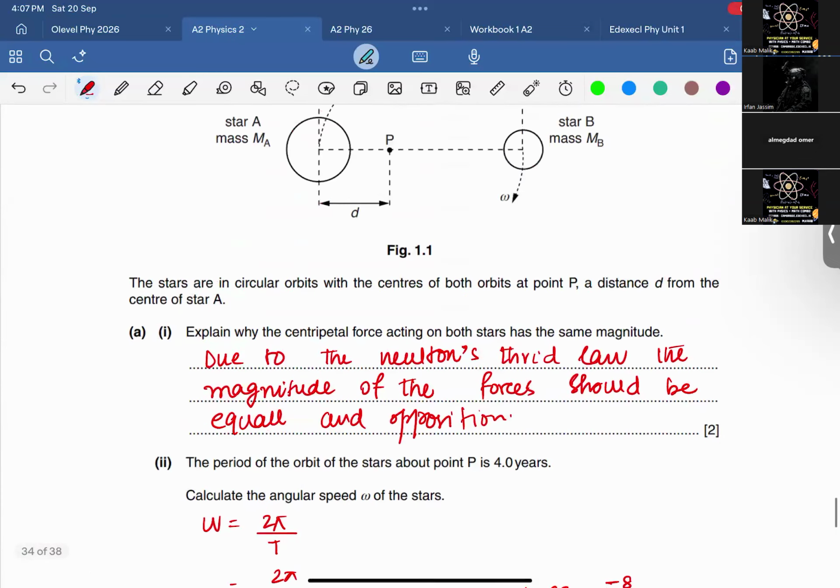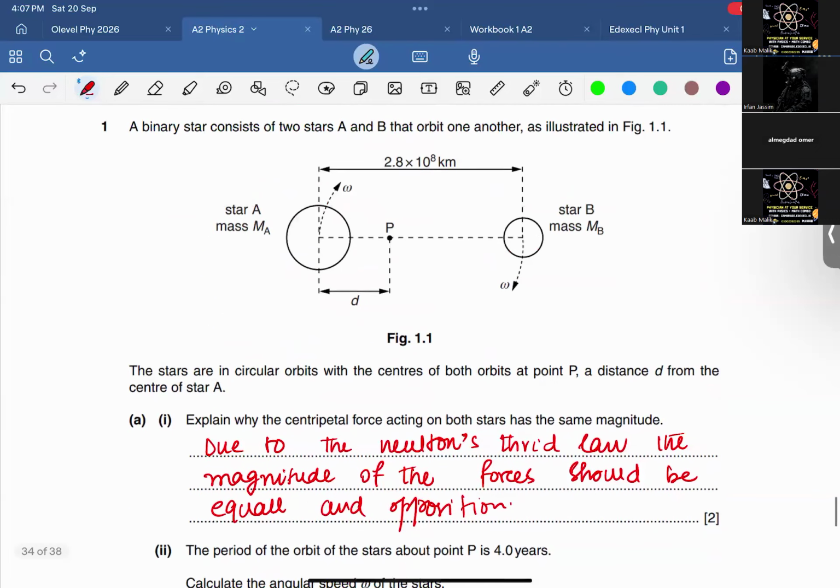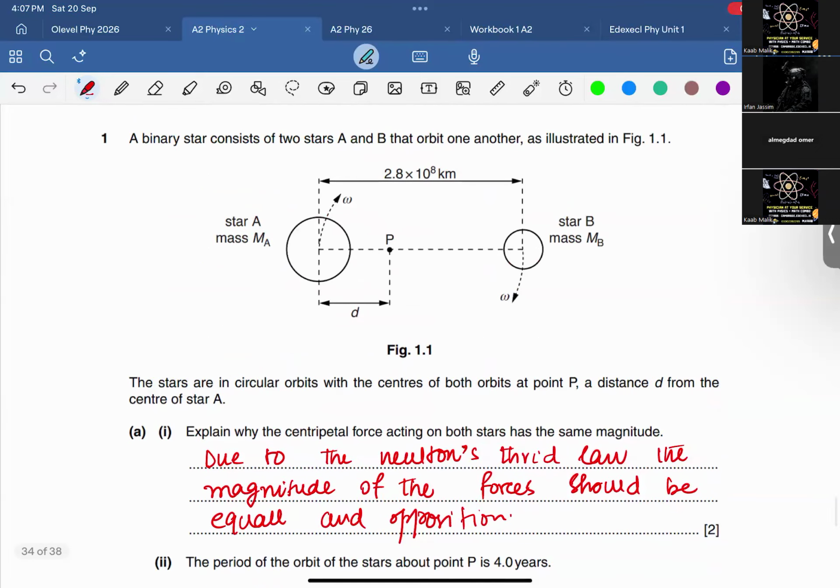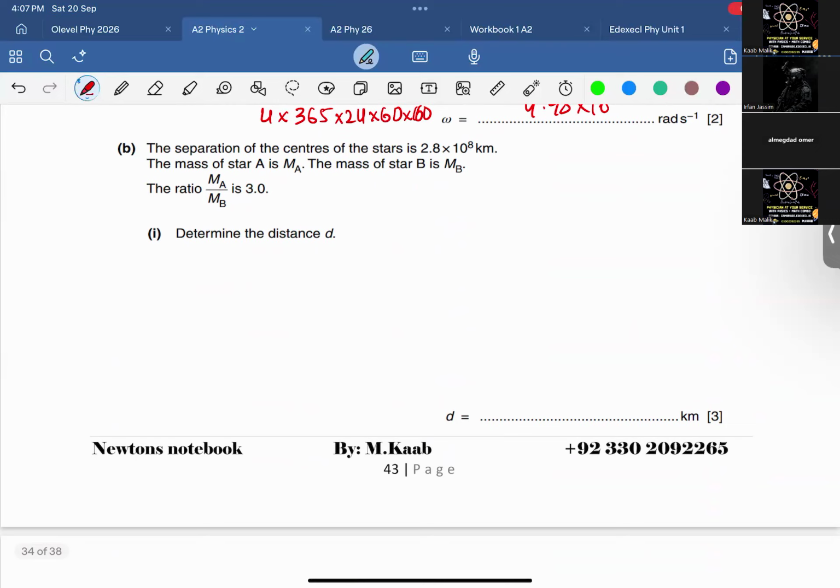What is the distance d? Let's say d is this one, and the whole distance is 2.8 exponent 8 kilometers. You can find this other distance as well, which is the total, 2.8 exponent 8 kilometers, minus d, right? To relate that, we can equate the two forces.